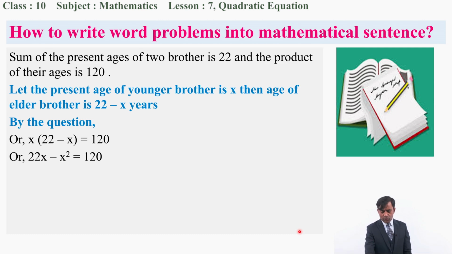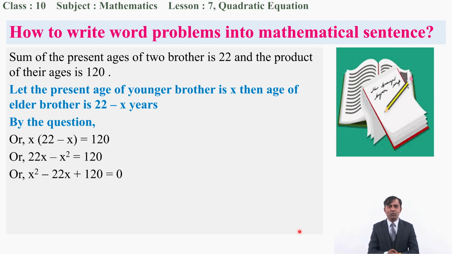Now just look at the equation and simplify it. Then it becomes X square minus 22X plus 120 equals 0. Do you know what type of equation this is?